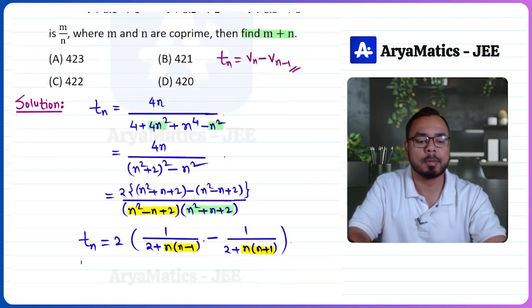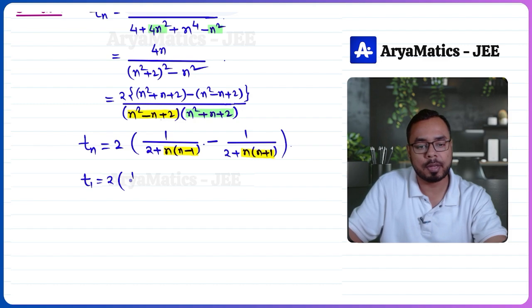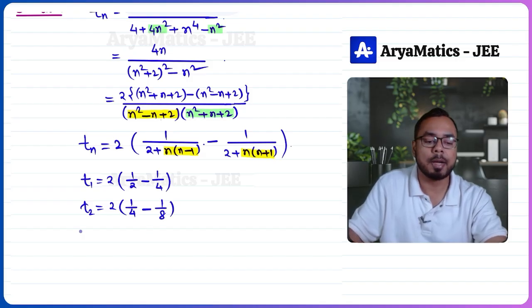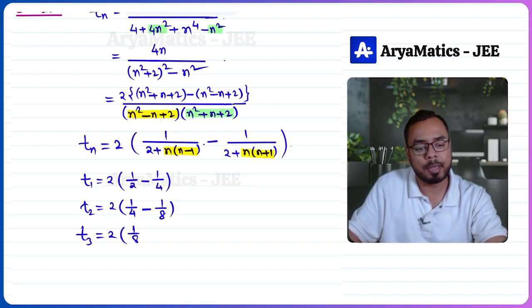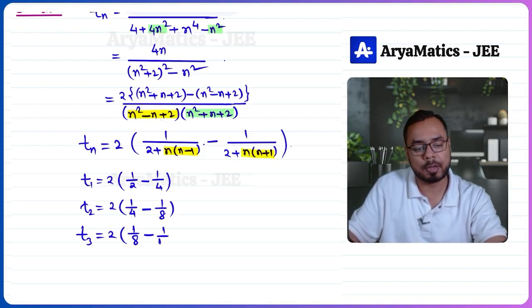And now the question is, we need the sum of the first 20 terms. So here if I write T1, T1 will be twice of, and in place of n, if I write 1, then it will be 1 by 2 minus 1 by 4. This is the first term. Similarly, the second one will be twice of, now in place of n, if you write 2, this will become 4 minus 2 into 3, 6 plus 2, that will be 8. Similarly, you can see the pattern here. If I write T3, this will become twice of 1 by 8 minus, and 3 into 4, 12 plus 2, that will be 14.